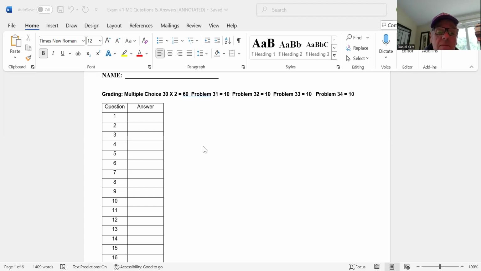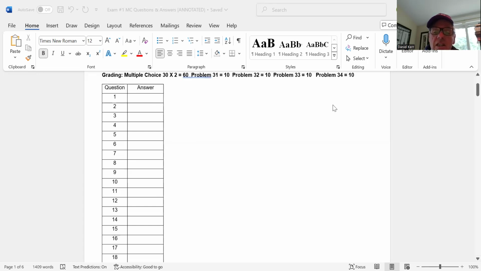So when I graded your exam, there were 30 multiple choice questions, each worth 2 points. So that would give you a maximum of 60 points there. If you got everything correct, you would have gotten 60 points. So what I had to do was take the number you had correct and divide by the total number of questions of 30, and that gave me the number of points that you got for the multiple choice. And then problem 31 was worth 10, problem 32 was worth 10, problem 33 was worth 10, problem 34 was worth 10. So you had to add those to each of your scores on the front page.